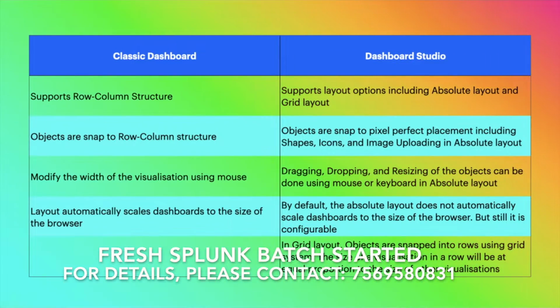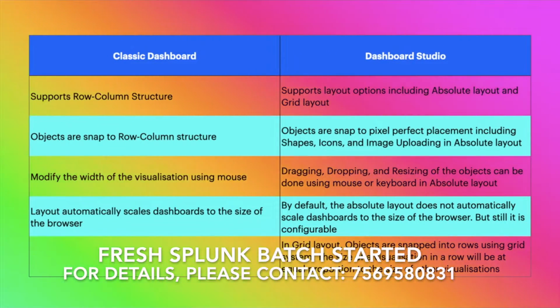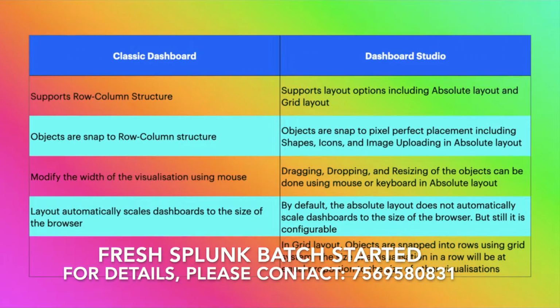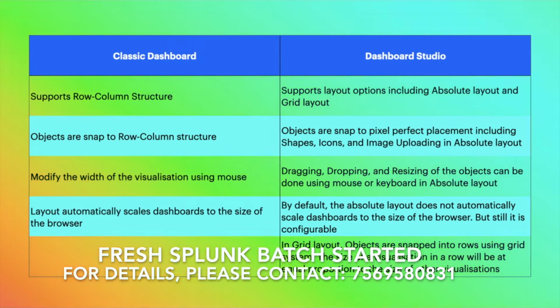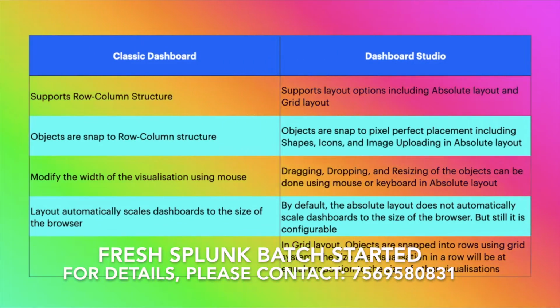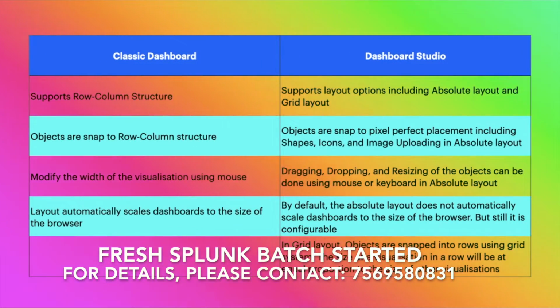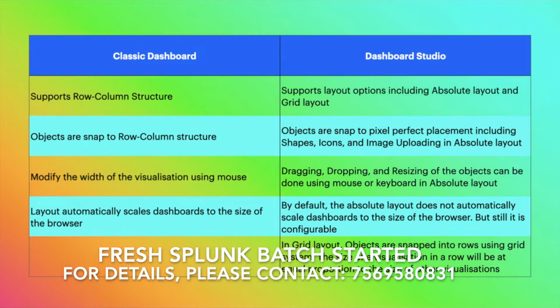Whereas in a dashboard studio, the objects are snapped to pixel perfect placement. If you put a particular panel, it won't occupy the entire row, and if you put another panel in the same row, it won't split into columns. Up to whichever pixel you want, you can make the visualization to that extent itself. That is the main difference. This option is available in the dashboard studio in the absolute layout, not in the grid layout. In the absolute layout you can have pixel perfect placement of your panels.